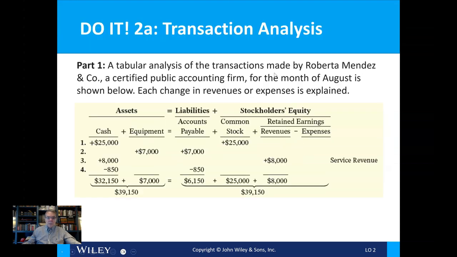A tabular analysis of transactions made by Mendez for the month of August is shown below. All right, so now you can see that we have assets of $39,150 equal to liabilities of $6,150 plus owner's equity of $33,000. So assets equal liabilities plus owner's equity. And you can see we have $32,150 in cash and $7,000 in equipment.